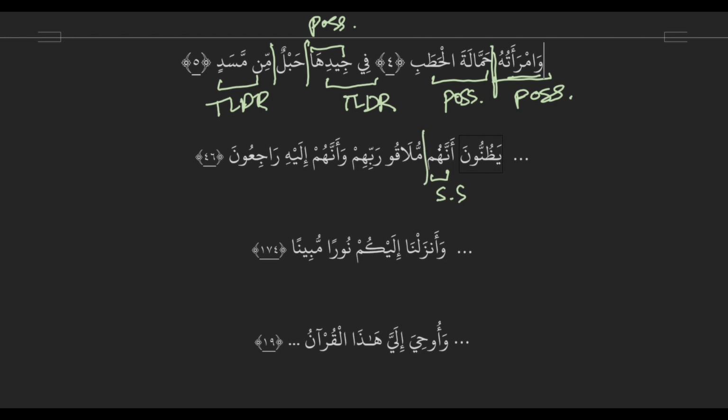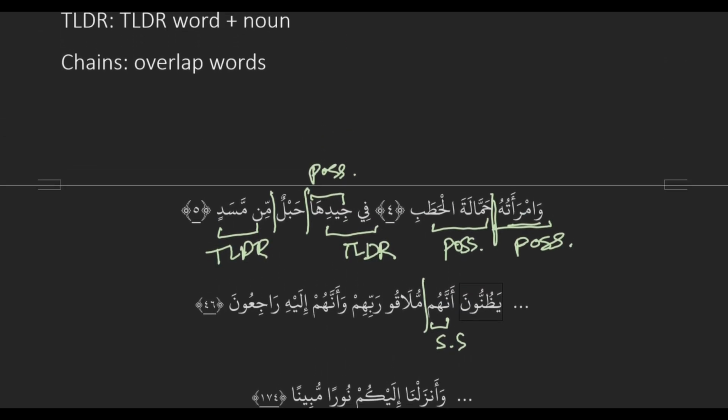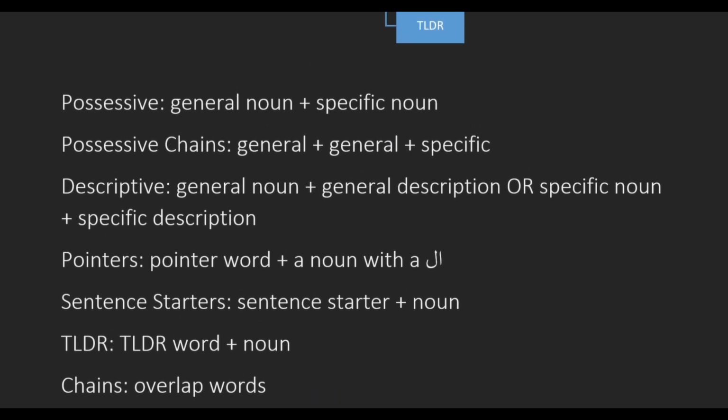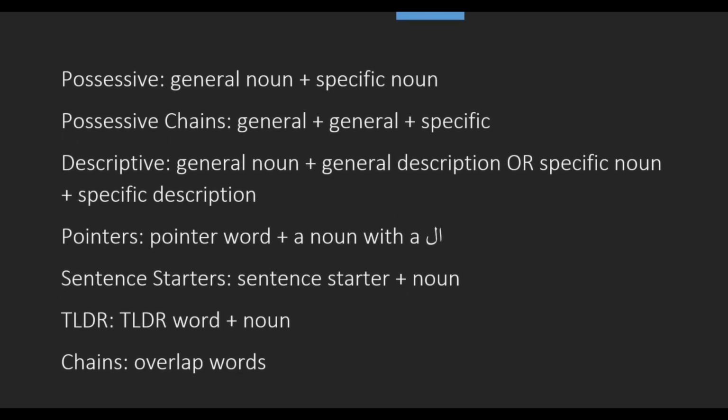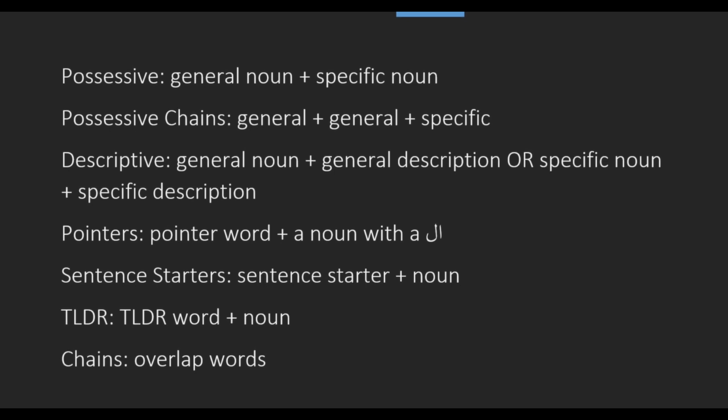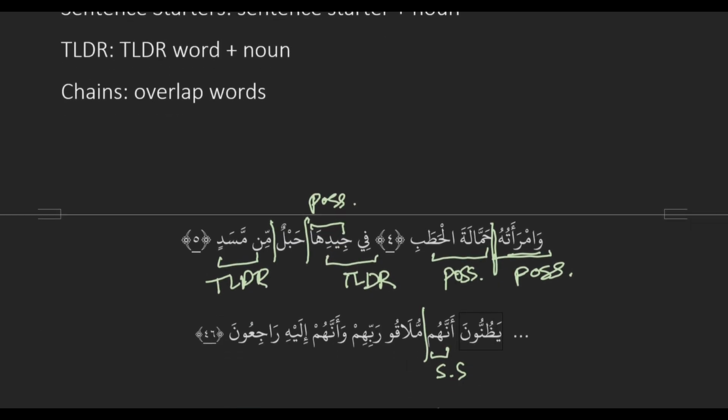Mulaqu is general and Rabbi is general. What do we do with two general nouns? They're not in a relationship. When you see a general noun plus a general noun, I'm going to go back to our little list of clues here. General noun plus general noun plus specific noun makes a possessive chain. Him is a pronoun. Yeah, possessive chain, right? So when you see two general nouns, always check the next word to check if it's specific. If you have general plus specific, that makes a possessive chain.